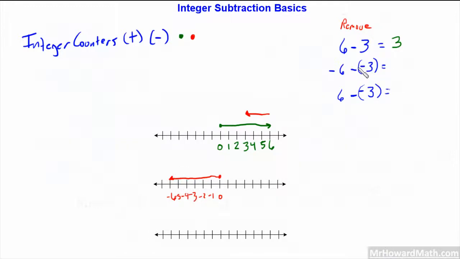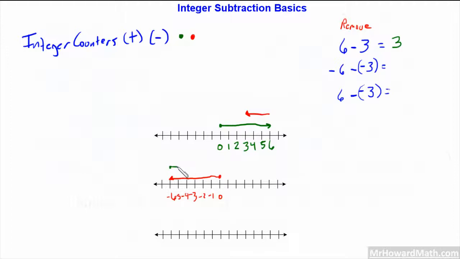Remember, we go in the opposite direction of the integer sign. The integer sign is negative, which would be to the left. Since we're subtracting, we've got to do the opposite of that. So we've got to remove 3 of those negatives, which means we go to the right. We go positive. So we're right here.